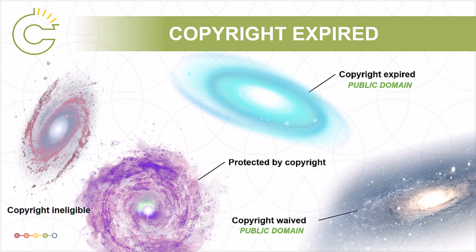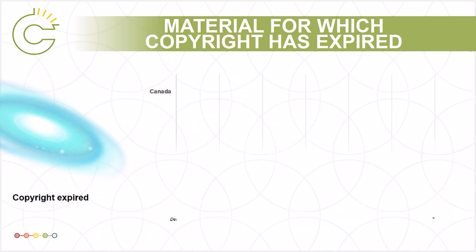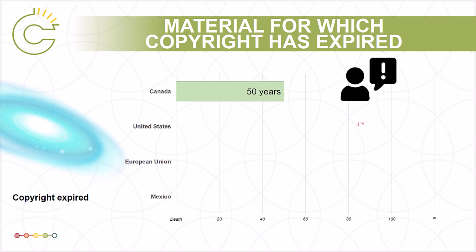A second category of works which are not protected by copyright are materials for which the term of copyright has expired. In Canada, the term of copyright protection is generally the life of the author plus an additional 50 years after their death. It should be noted, though, that for works produced by an organization, government works, anonymous works, and sound recordings, the terms may differ. Canada's copyright term is shorter than that of many other countries.